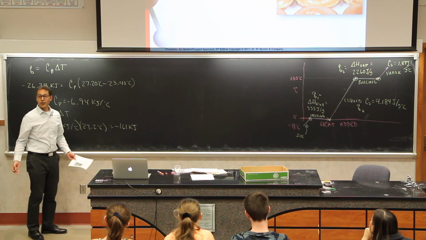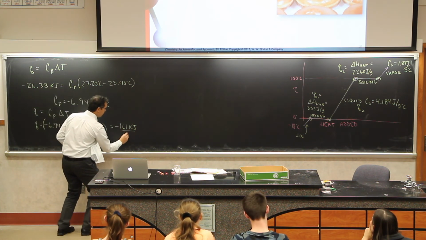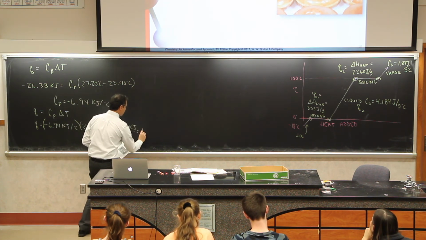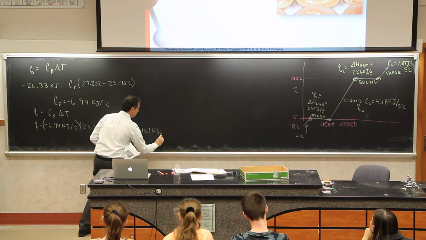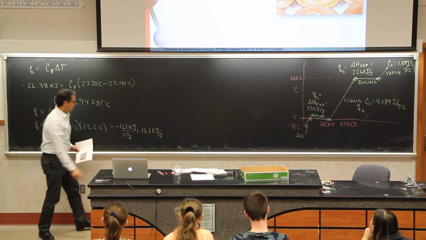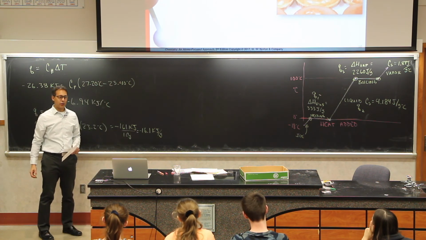But how much energy is there in 1 gram of Krispy Kreme? Well, we'll just take this, divide it by 10 grams, and that gives us here 16.1 kilojoules per gram is the amount of energy in a Krispy Kreme. So that would be released there. Amount of energy in 1 gram of Krispy Kreme donuts.